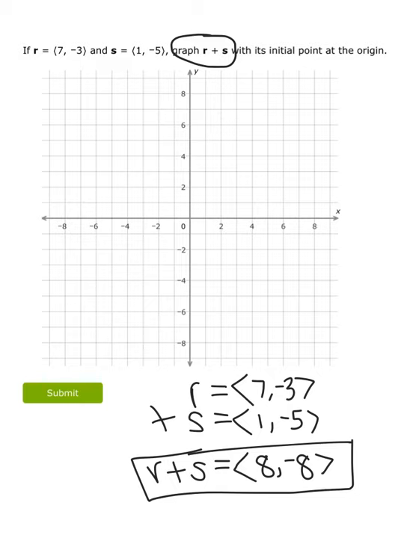So I have to start at the origin, 0, 0, and then I need to make this vector have a component form of 8, -8. So my horizontal change is +8, so I would go 8 to the right, and then the vertical change is -8, so I'd have to go down 8. So the only thing you would graph on the IXL is that final vector, which would be R plus S. Okay.